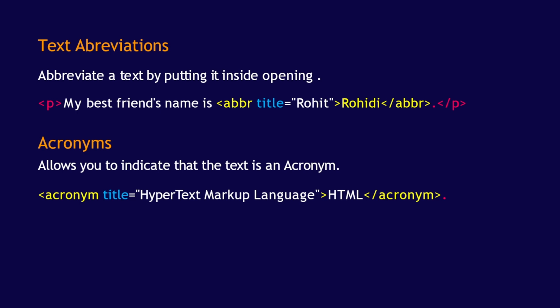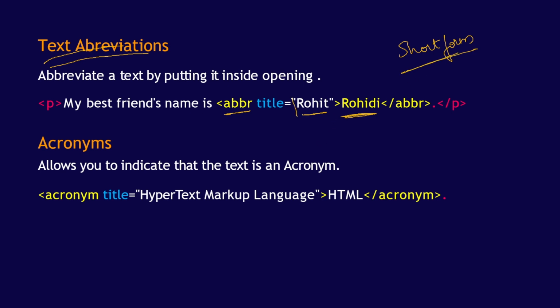Next, we have certain tags here. The first tag is the text abbreviation tag. Abbreviate a text by putting a title inside the opening tag. So my best friend's name is Rohit, the abbreviation title will be Rohit and there will be a nickname. What do you mean by text abbreviation? Text abbreviation is the shortcut or the short form of that text. Usually we say it as a short form for a text.